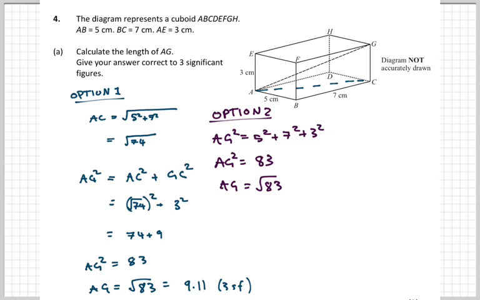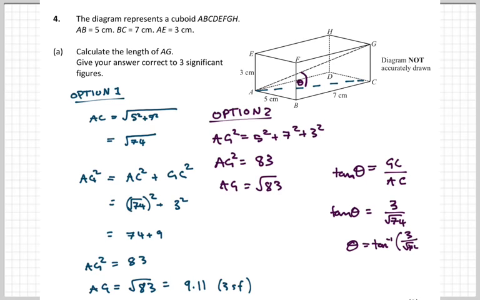The question below asks you for the angle between AG and the base, so we're looking for this angle theta. Okay, we know what AC is, we know what GC is, so we can just say that tan theta is equal to GC over AC. Notice how I'm using letters to define the sides, so from point to point. We know GC is 3, and we know AC is root 74, we found it earlier. So theta is the tan inverse of that, and when you do that, you get 19.2 degrees.